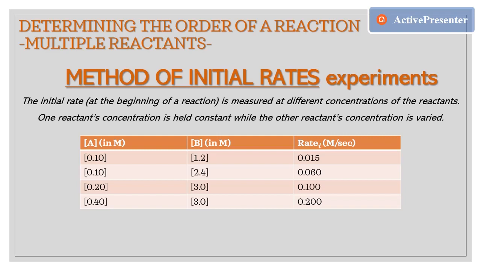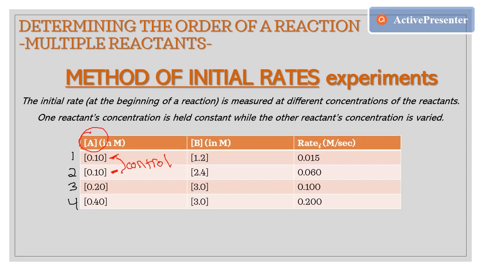Okay, so one more time for practice. We have experiment 1, experiment 2, experiment 3, and experiment 4. So first, let's look at the concentration of A. In experiment 1 and experiment 2, we both have 0.1 molarity of A. The concentration stayed the same. So this is our control, so we're not going to look at this.